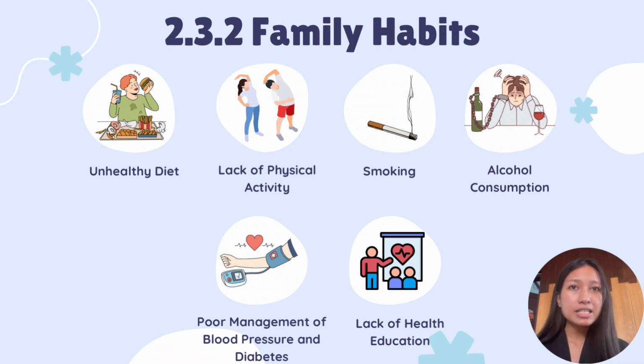Fourth, excessive alcohol consumption. Families with habits of heavy alcohol consumption increase their members' risk of high blood pressure, which is a leading cause of stroke. Fifth is poor management of blood pressure and diabetes. Poor management of blood pressure and blood sugar levels in families can greatly elevate stroke risk.